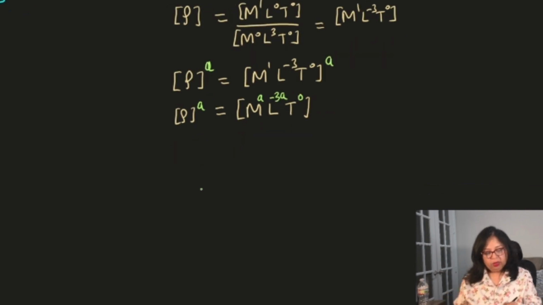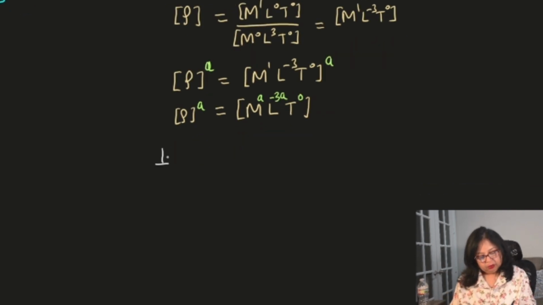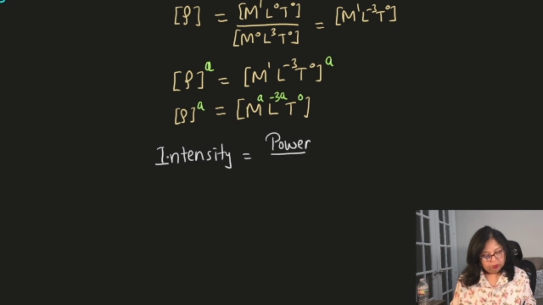Alright, very well. Next we have intensity, represented by the letter I. This is defined as power per unit area.